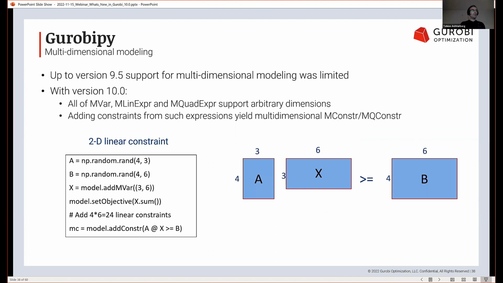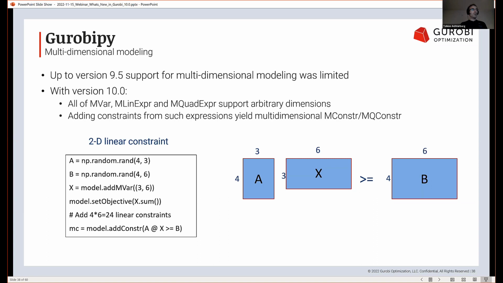Okay, coming to gurobipy. There are a number of really nice enhancements that we made in Gurobi 10. Up to version 9.5, the support for multidimensional modeling was relatively limited, and some things just did not work. It gave you strange error messages and so forth. If you are really a NumPy, SciPy expert user, then maybe some of this was annoying to you. And I guess now with Gurobi 10, almost all of these issues are resolved. We have greatly improved this interface so that many of these operations that you are used to in NumPy will just work out of the box also with the gurobipy modeling objects.